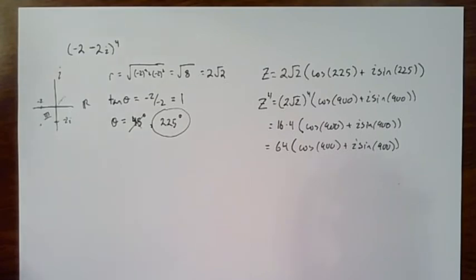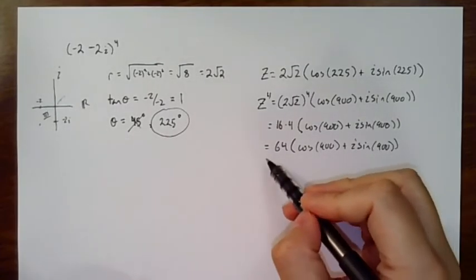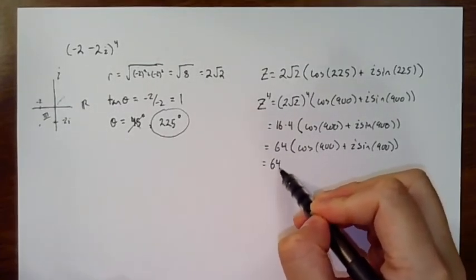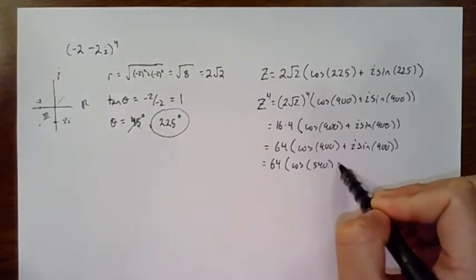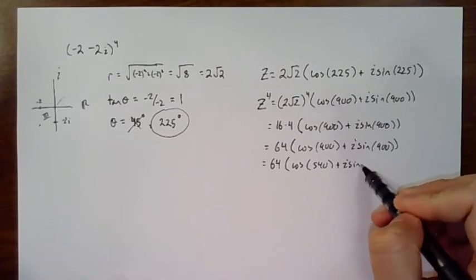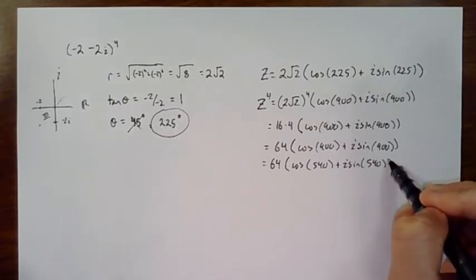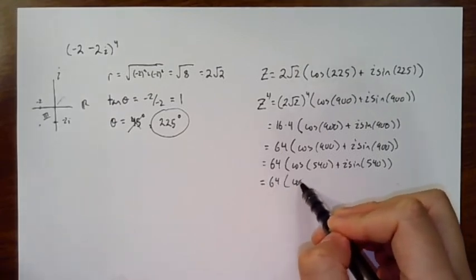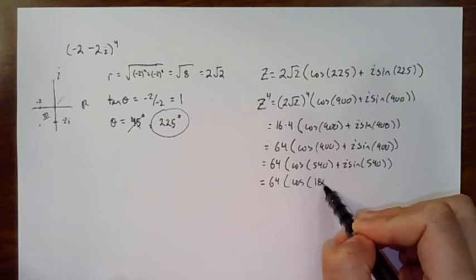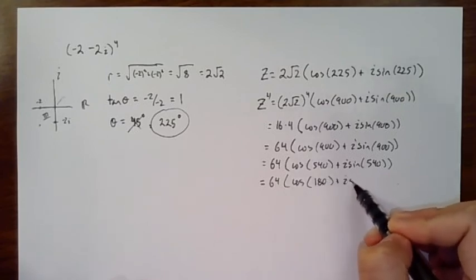Okay, now 900 is not a normal angle for us. We like things between 0 and 360. So what we're going to do is keep subtracting 360 until we get down to a coterminal angle that we are actually used to. So if we subtract 360 one time, we get 540. But we're still too large. So we do this again. And this time we get 180, which we are used to.